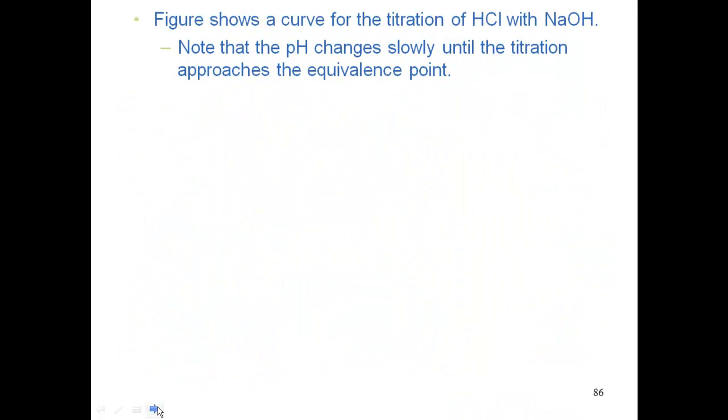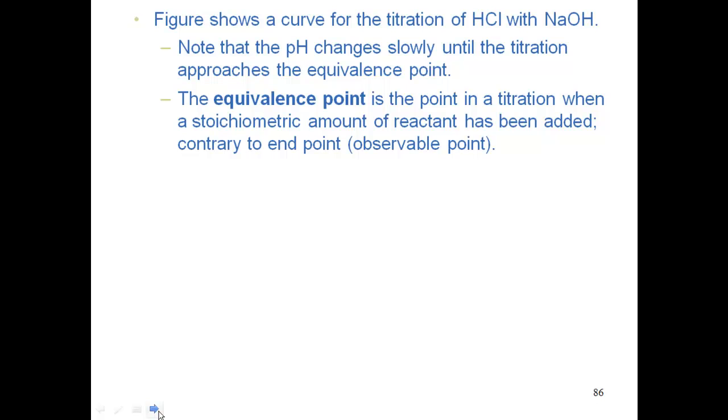Okay, just to summarize some of the things I've just said. First, note that the pH changes slowly until the titration approaches the equivalence point, then you get a drastic change. The equivalence point is the point in the titration when the stoichiometric amounts of reactants have been added, contrary to the endpoint, which is your observable point. There's some difference between these two, which is your titration error.